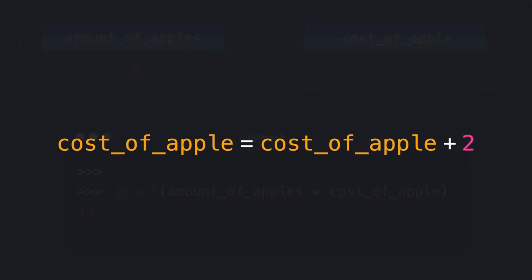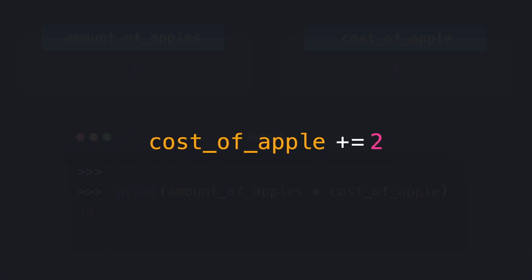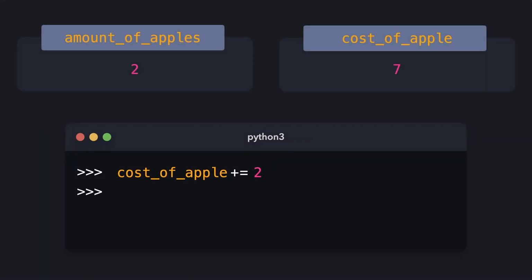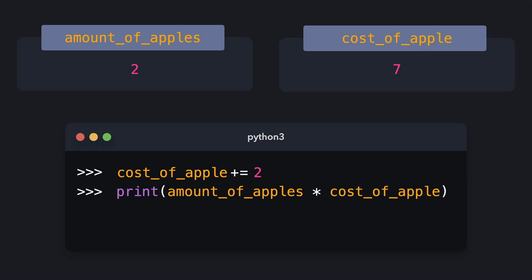We just incremented the value of the cost of apple variable by setting the value of cost of apple equal to the current value of cost of apple plus 2. There is actually a shorter way of writing this. So-called shortcut operators allow us to reassign the value of a variable based on the current value. In this case, the shortcut operator plus equals tells Python that we want to set the value of the cost of apple equal to the current value plus 2. When we print the sum again of the total amount of apples, it now correctly prints 14.